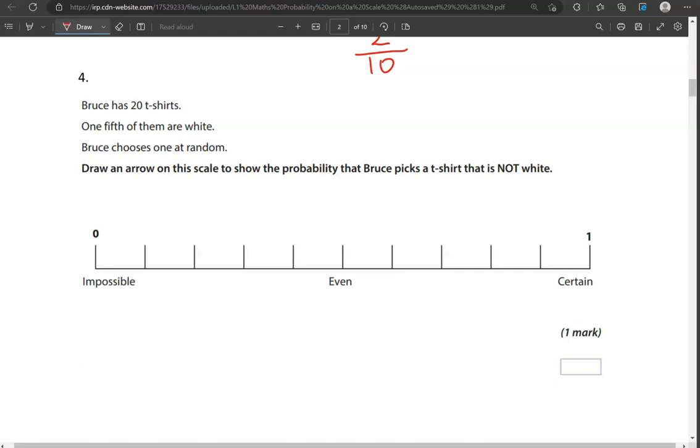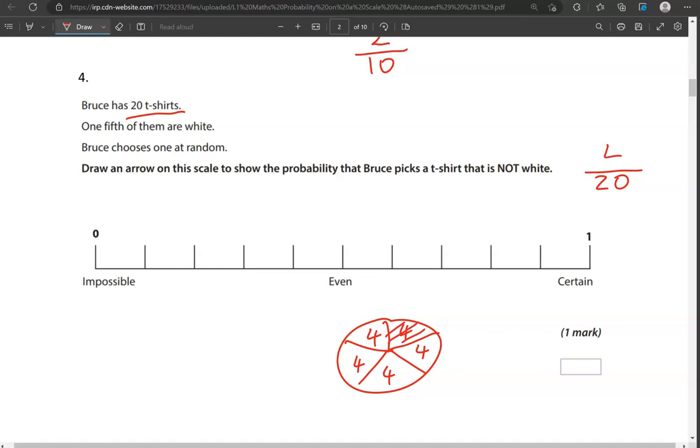So he has 20 t-shirts in total. 1/5 of them are white. So how many are white? So that's 20 in total. 1/5, that will be 4 in each of these. 20 divided by 5 is 4, so 1 is equal to 4. So 4 out of the 20 are white. How many of them are not white? That is going to be 16 out of the 20.